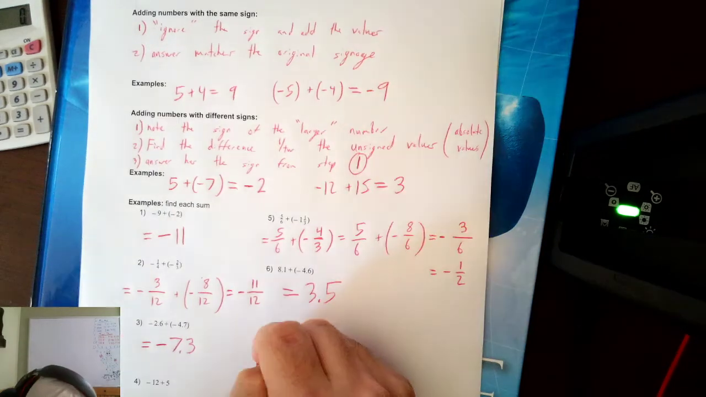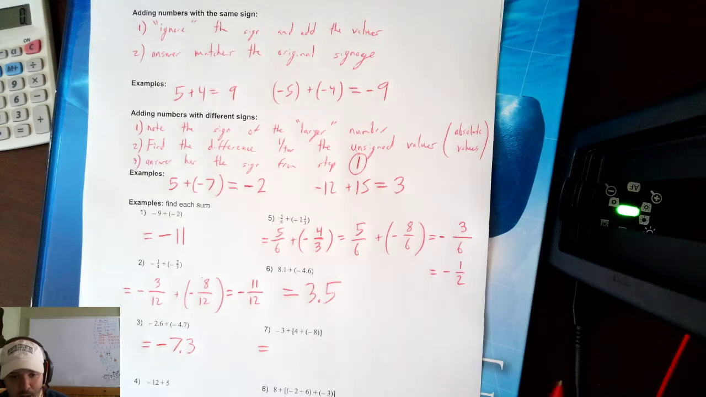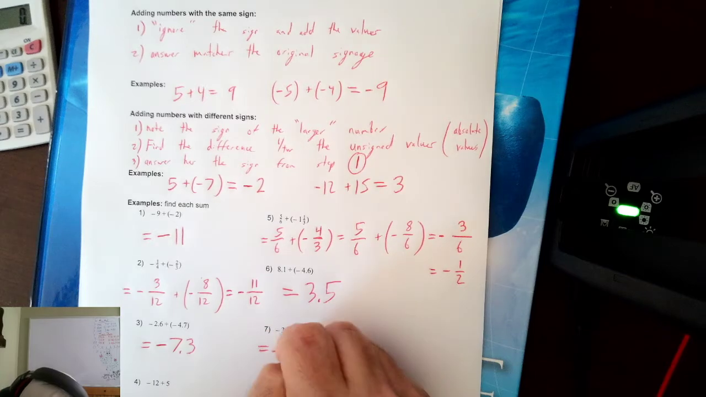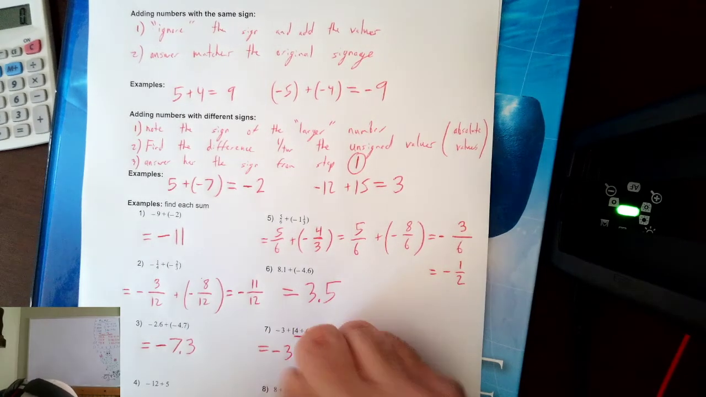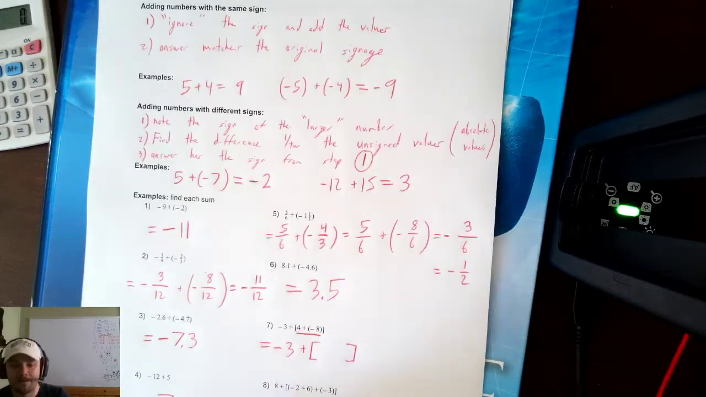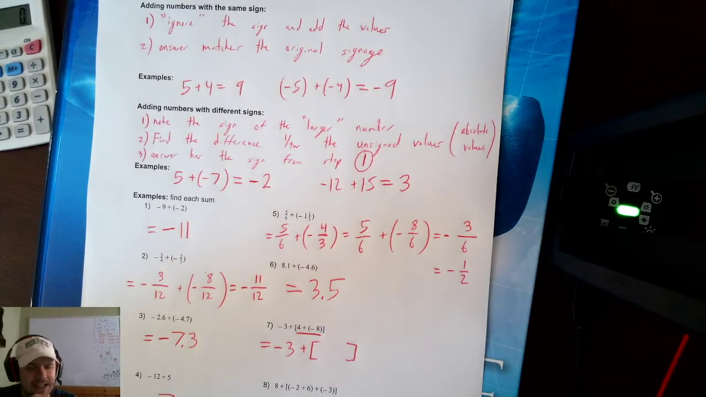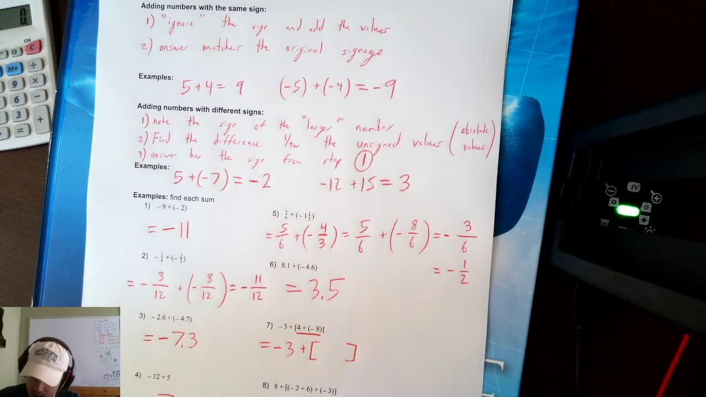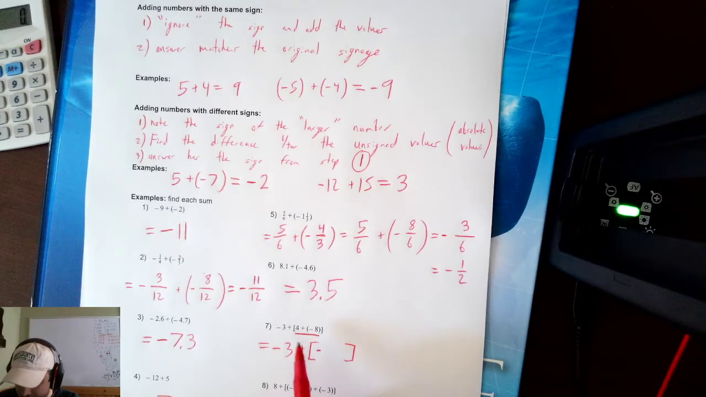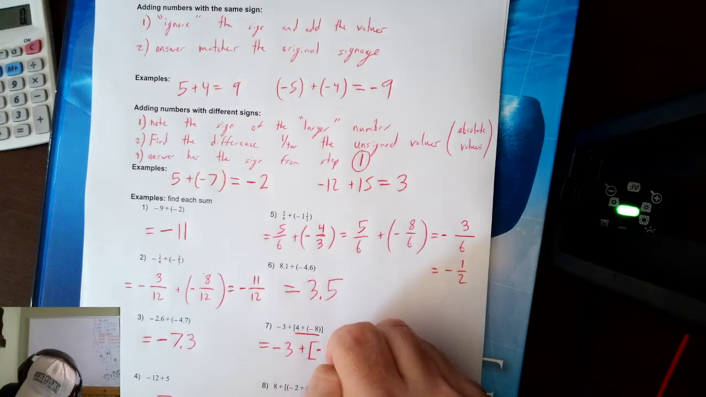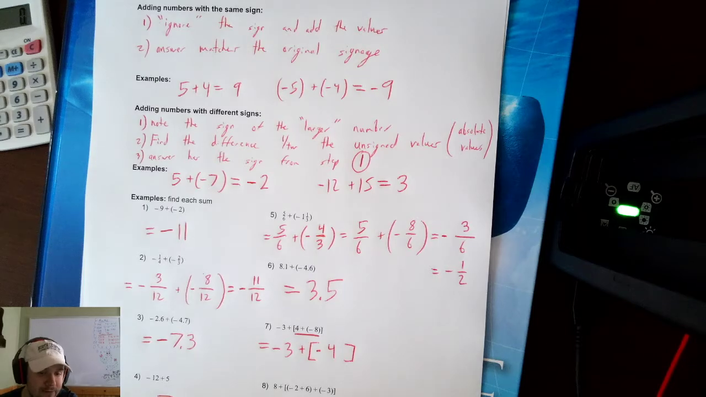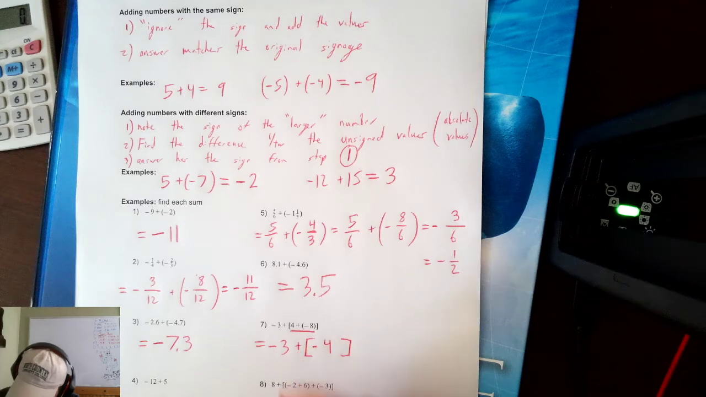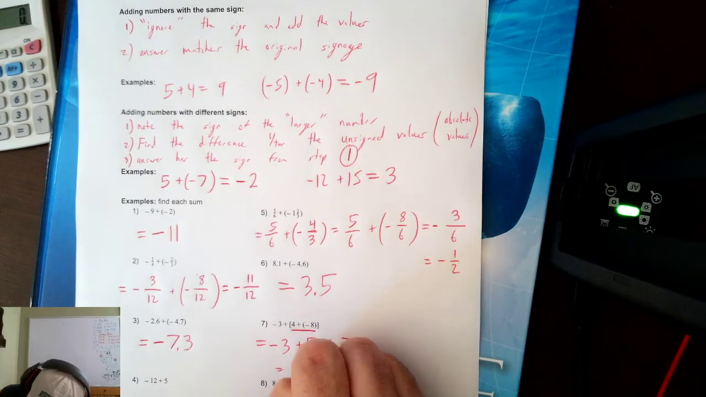Now, in our 7th example, we've got some order of operations going on, right? We've got brackets. So I need to solve this part first. So I'm going to copy down -3 plus, and then in brackets, whatever answer this gives me: 4 plus -8. Different signs. Which one's bigger, 8 or 4? 8 is bigger, so my answer will be negative. And the difference between 8 and 4 is 4, right? So I get -4. Now I have the same signs, and I'm adding. -3 plus -4 is -7.